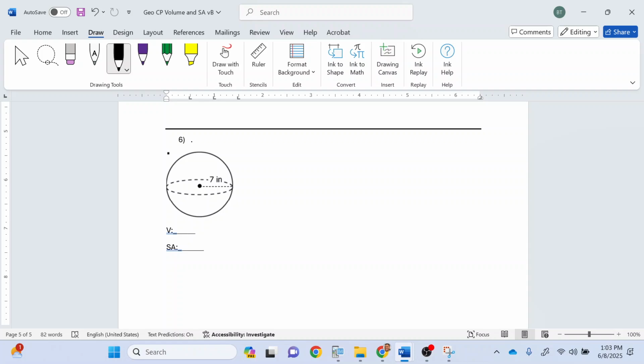All right, next one, number 6. This is volume. For the sphere, it has its own formula. For its volume, it is 4/3 pi r to the third power. And for surface area, it is just 4 pi r squared.